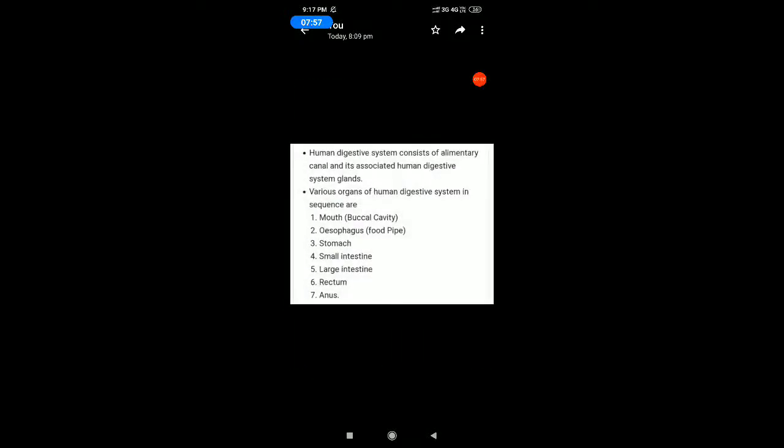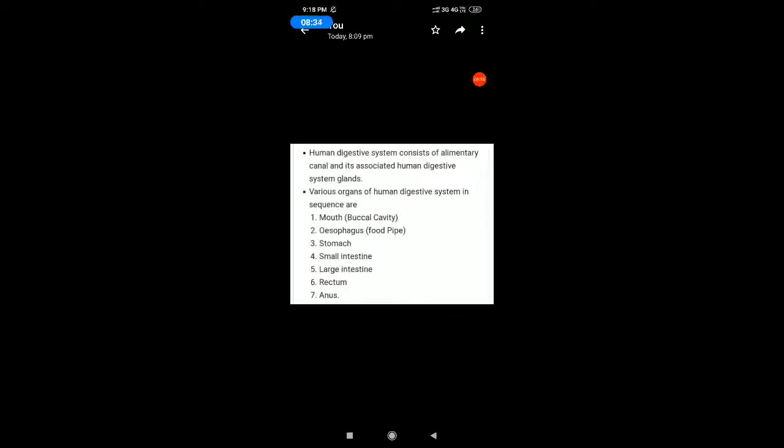Now I will explain the human digestive system. The human digestive system consists of the alimentary canal and its associated glands. The various organs of the human digestive system in sequence are mouth, esophagus, stomach, small intestine, large intestine, rectum and anus.